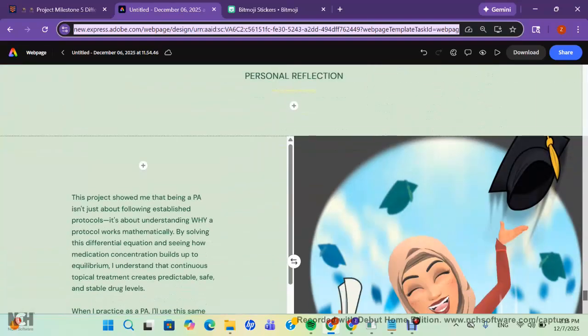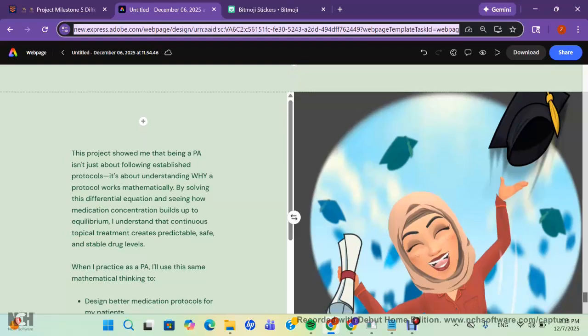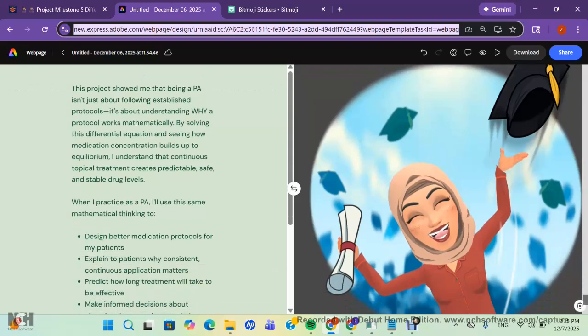So what we learned, the bigger picture, was that mathematics isn't abstract, it's a tool for solving real problems. And as I prepare for a career in physician assisting, I realized that thinking this way breaks down complex clinical situations into mathematical problems, solving them, and interpreting results. This is exactly what I'll do every single day, so thank you for reviewing my project. I'm excited about bringing this analytical thinking to my future role in healthcare. Thank you.